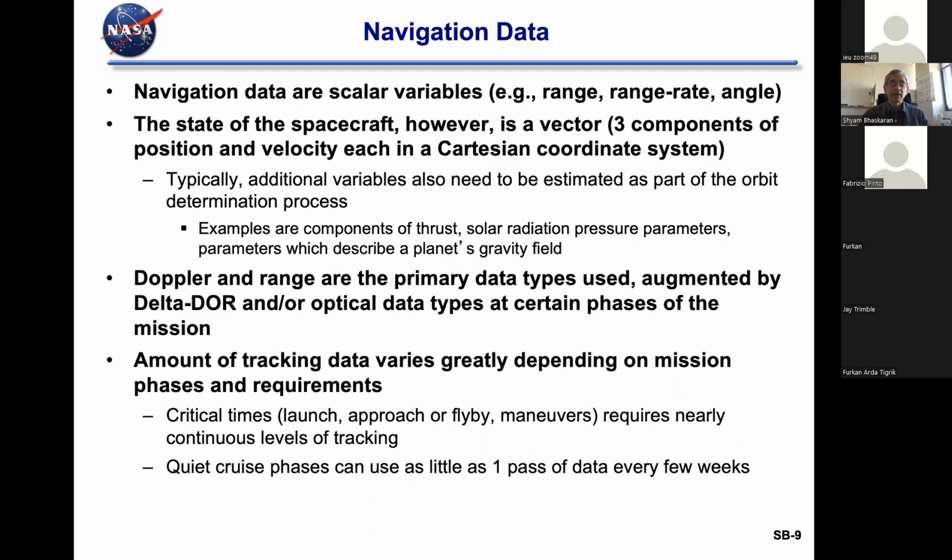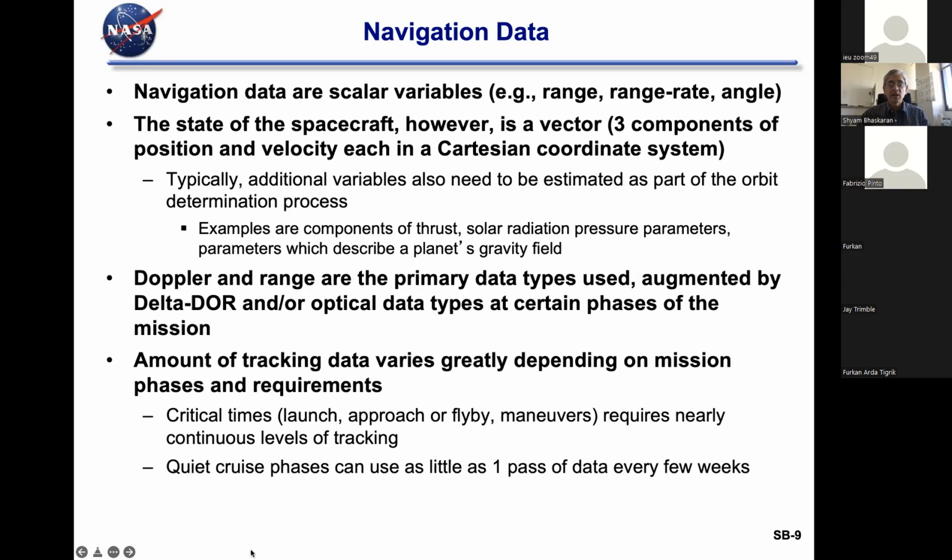And in addition to that, as part of this whole process, we also need to estimate additional parameters that tell us where the spacecraft is going. Examples are, if we fired a thruster, how much thrust did we fire? There's solar radiation pressure. How much acceleration is that giving us on the spacecraft? If we're at a different planet, for example, there's the gravity field. We don't know it exactly, so we have to estimate the gravity field also. So we have to estimate all these parameters along the spacecraft trajectory, and we have to do that using these scalar variables. As I already said, Doppler and range are the primary data types, augmented with delta DOR and optical data types.